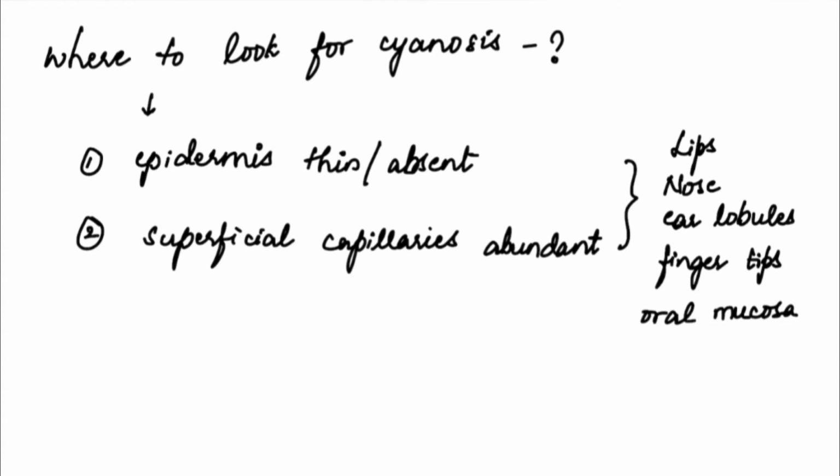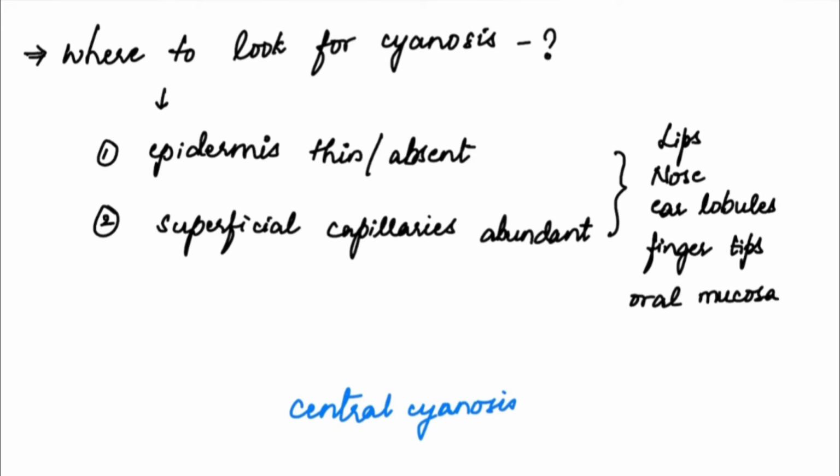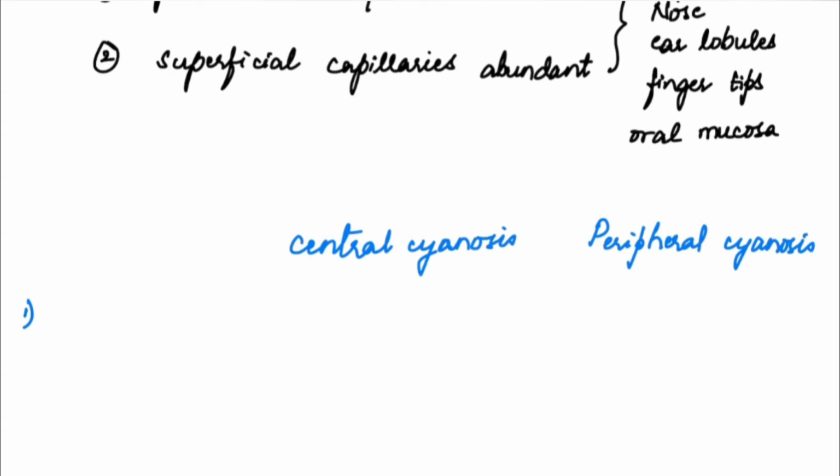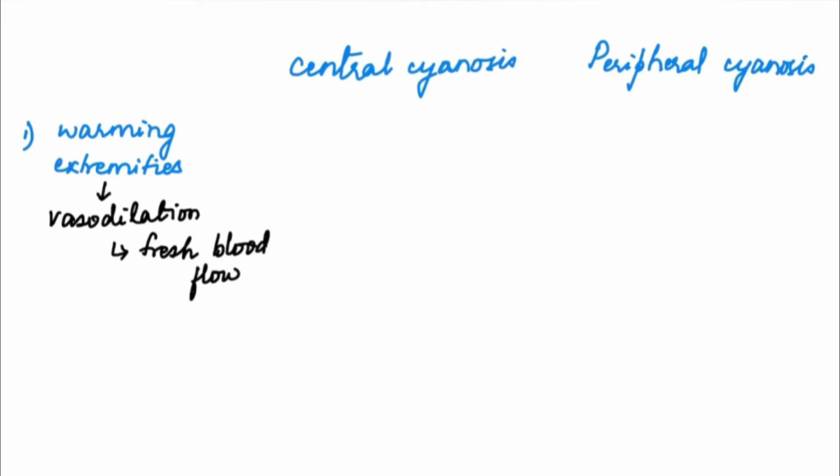Okay, now let's see some basic differences between central cyanosis and peripheral cyanosis. The first thing is warming of extremities. When the fingertips or the toes are warmed, what happens? Warming causes vasodilation, and vasodilation can cause fresh blood to flow. Thereby peripheral cyanosis is improved, but there is no change in central cyanosis.